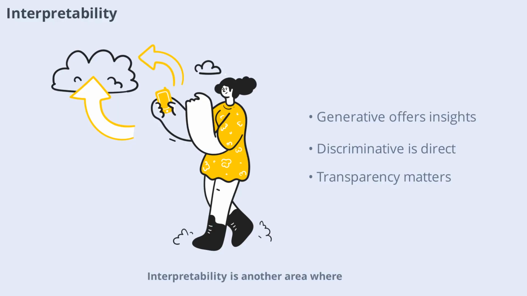Interpretability is another area where generative and discriminative models differ. Generative models, by modeling the data distribution, can sometimes provide deeper insights into the data itself. Discriminative models, while often more straightforward in their predictions, may not offer as much understanding of the underlying data structure. This trade-off is important when transparency and explainability are priorities.